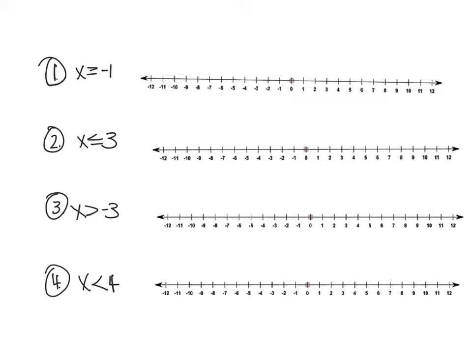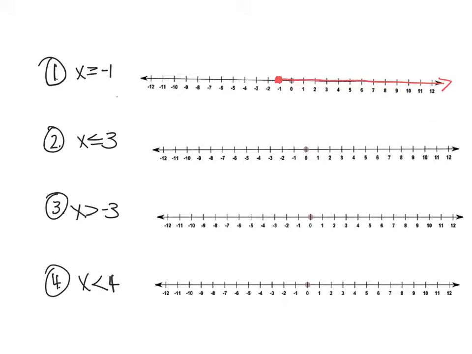X is greater than or equal to -1. So the first thing I'm going to do is go over here to find -1. And I'm going to put my dot, and it's going to be a filled dot. Now, notice which direction your greater than or equal to sign is going, and actually it's going toward the larger numbers, because it's saying that X is larger than -1. So your line would go this way. Okay? Let's go to number 2.